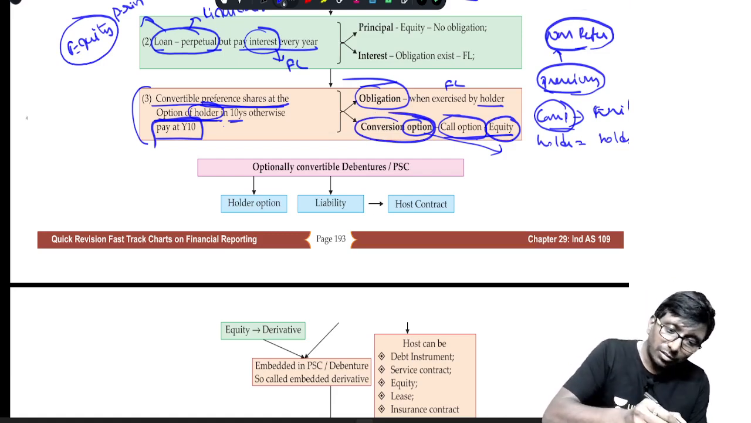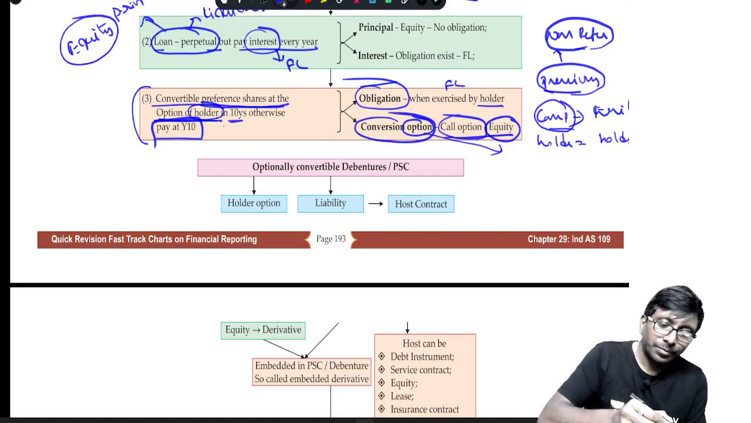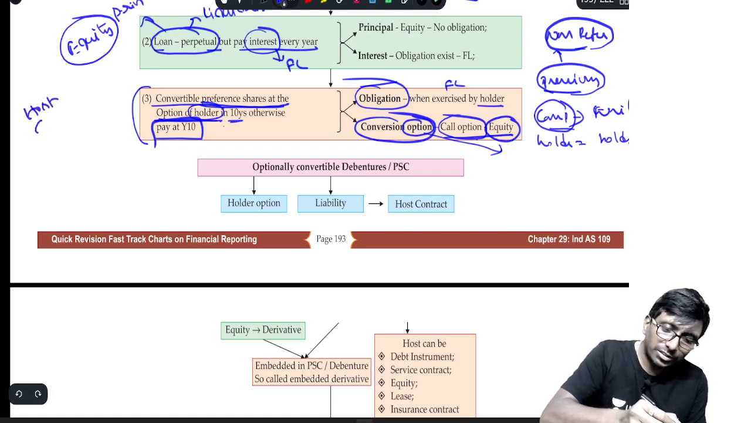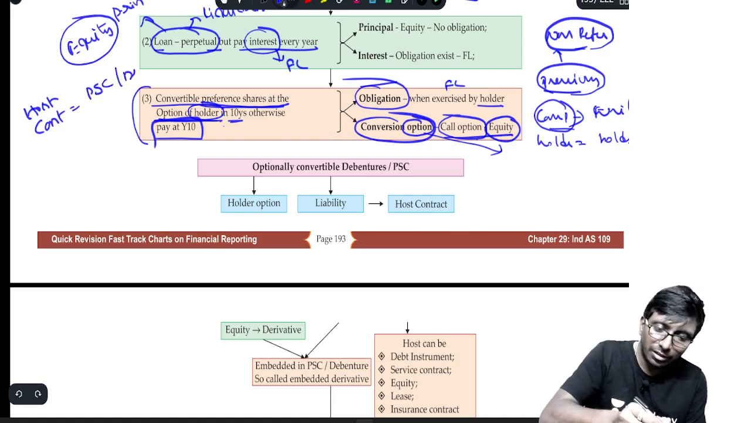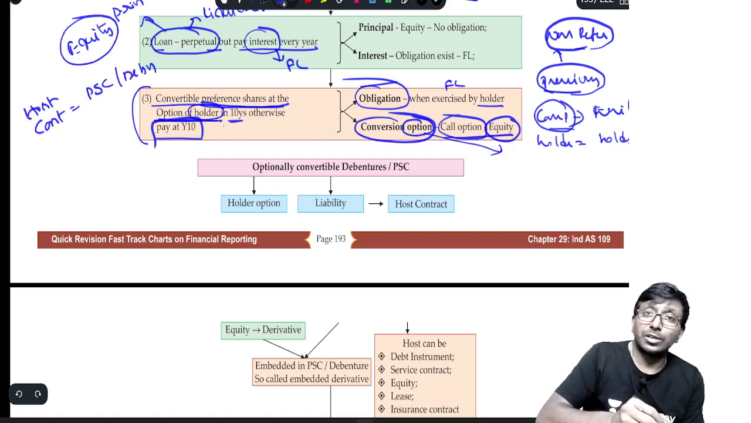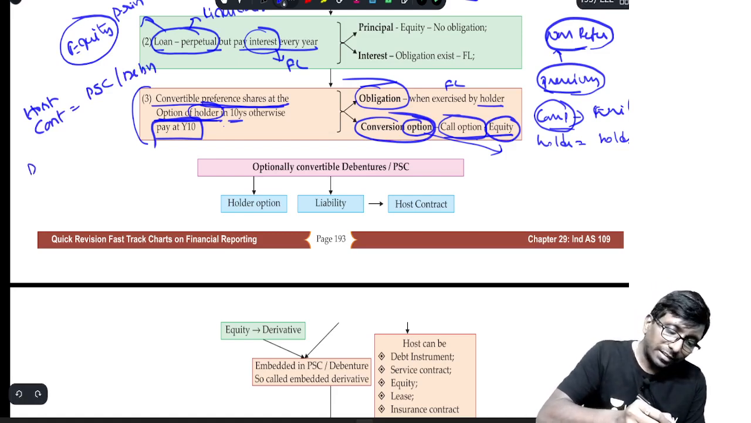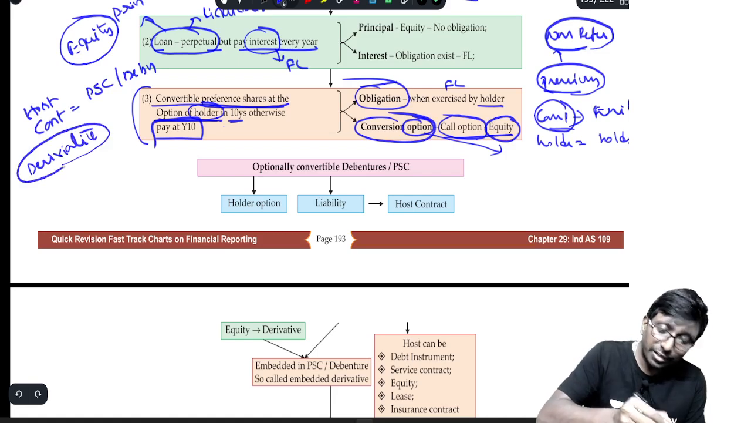Right. Here, what do we call it? Simple thing: what is the host contract? We use the word host contract. Host contract is equal to preference share capital, or it can be a debenture instrument. Correct. And there is a derivative in it. Correct. Now there is a derivative in it.